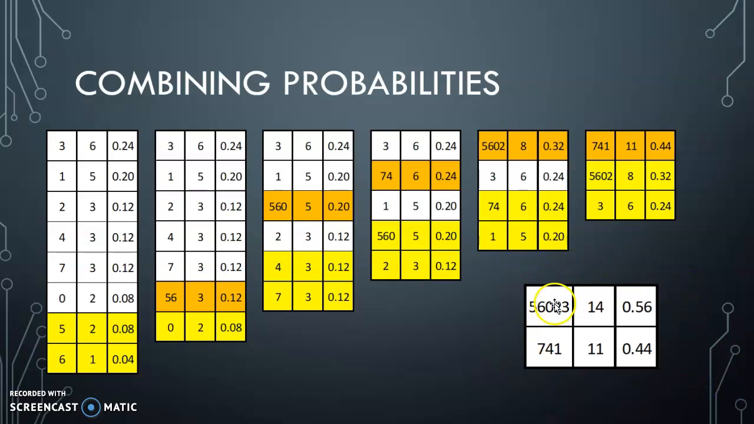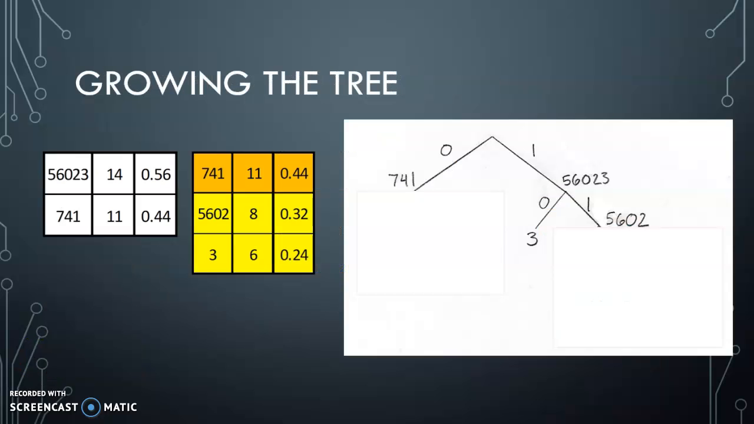So we have these 2 probabilities down here. Now we're going to get into the tree part of this method, which involves working backwards from what we just did. We're going to start here, and we start with 2 branches. We have the 0 bit leading to the 741, and the 1 bit heading over to the 56023. Okay, so the last thing we combined was the 3 with the 5602. So that's going to be the first thing we break up.